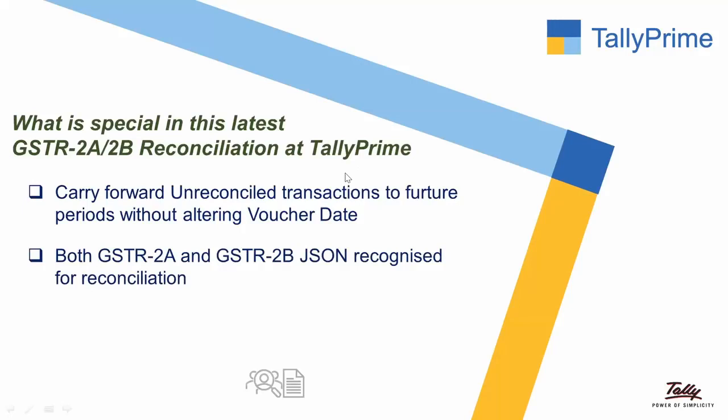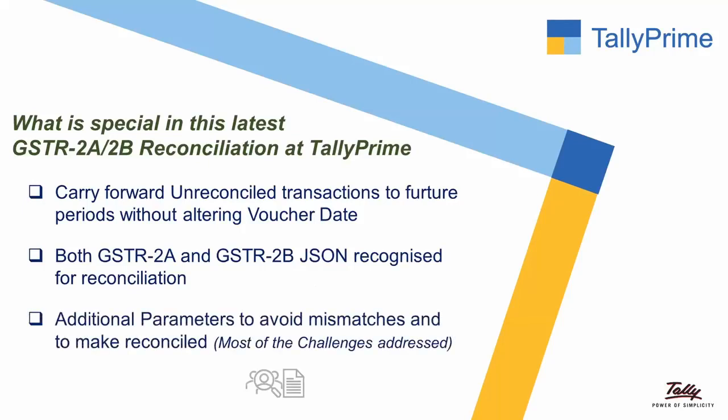Then both 2A and 2B JSON are recognized for reconciliation here. Earlier we had a confusion about what to take, but from Jan 22 we had a clear-cut guideline, and the respective law, act and rules say 2B has to be followed. Since Tally has data from the olden days, since the inception of GST, we need to reconcile with 2A as well as 2B. Therefore, both are compatible with the latest TallyPrime. So your JSON file downloaded from the portal can be imported into TallyPrime and matched.